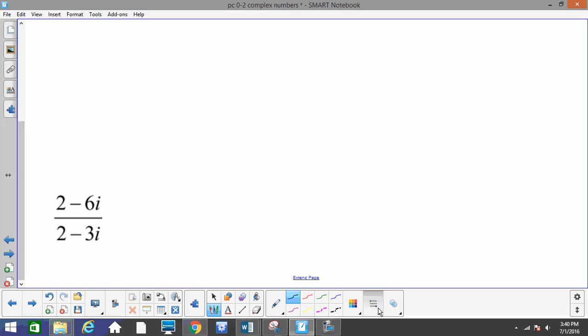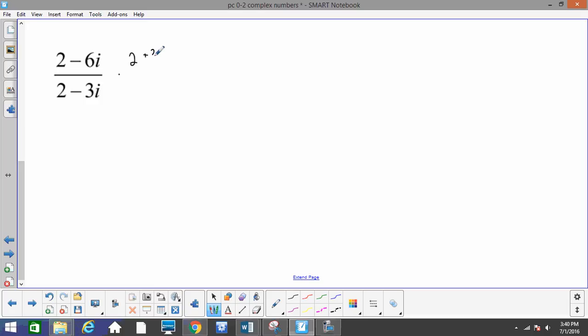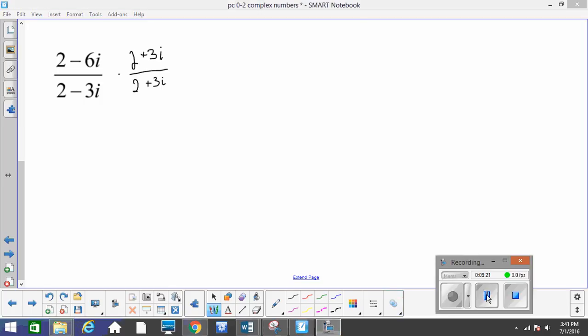This one is a little bit more complicated because you've got a binomial in the denominator. Same process, you multiply by that conjugate, which is going to be 2 plus 3i. Oh, that 2 went a little crazy there. Let's try that again. Okay, and you're just going to FOIL the bottom and the top.